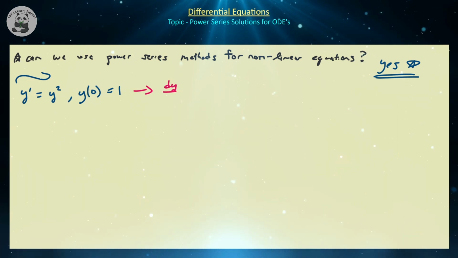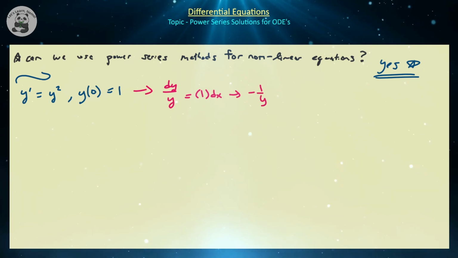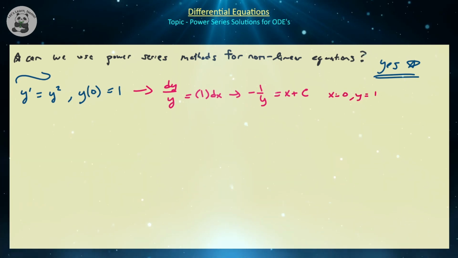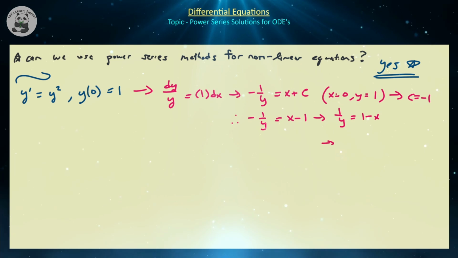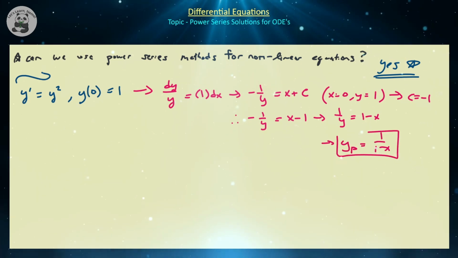So in particular, dy divided by y squared is equal to 1 dx, which means that minus 1 over y is going to be equal to x plus some arbitrary constant c. So when x is equal to 0, y is equal to 1. This is going to force our constant to be equal to negative 1, which means that minus 1 over y is equal to x minus 1, which means that 1 over y is equal to 1 minus x, which means that our particular solution y_p is equal to 1 over 1 minus x. So that is our solution, no problem at all.